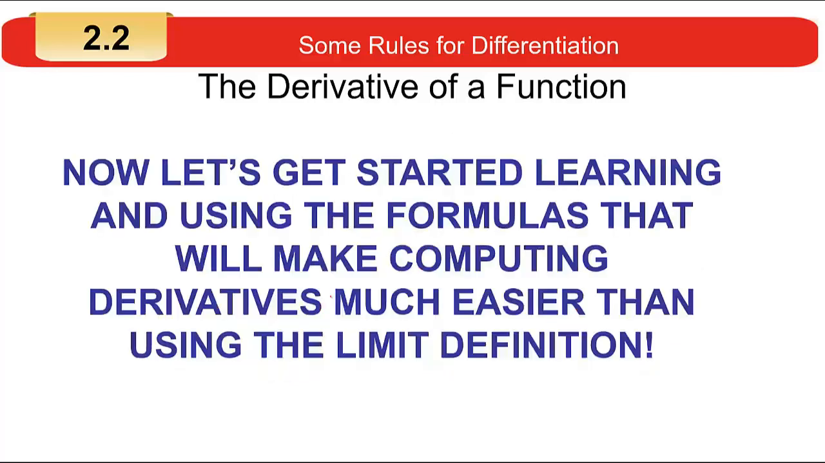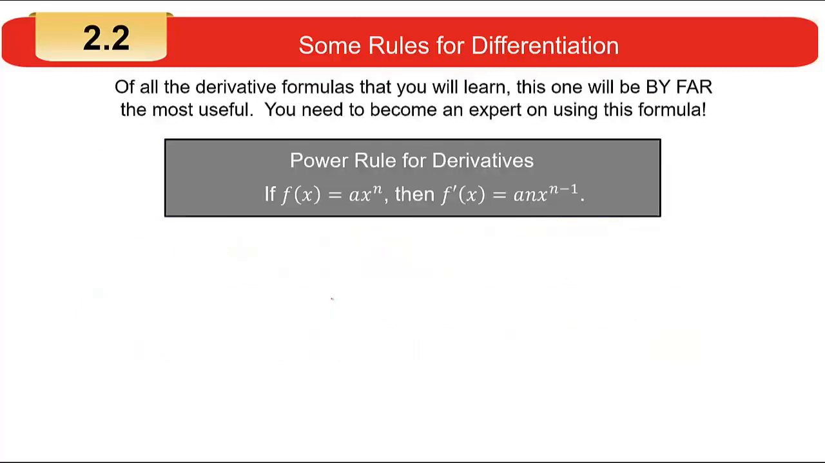Now let's just jump right into it and learn these formulas that will give us a way of avoiding doing these things by definition, which requires a lot of algebra. Of all the derivative formulas that you'll learn this semester, the one that will be by far the most useful is this one. You need to practice this over and over again until you're absolutely an expert at it. It's called the power rule for derivatives, and it simply says if f of x is a function of the form ax to the n, then f prime of x, that is the derivative, is a times n times x raised to the power of n minus 1.